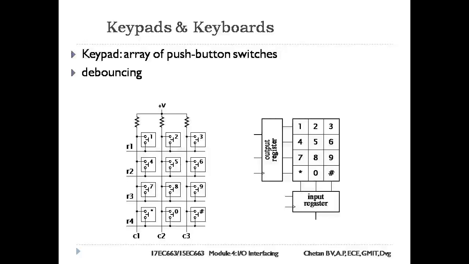for closed contacts. When all of the key switches are open, all column lines C1 through C3 are pulled high by resistors. When a key switch is closed, one column line is connected to one row line R1 through R4. The matrix is scanned by driving one row line low at a time, leaving the rest of the row lines pulled high and seeing if any of the column lines become low. For example, if the key 8 is pressed, C2 is pulled low when R3 is driven low.